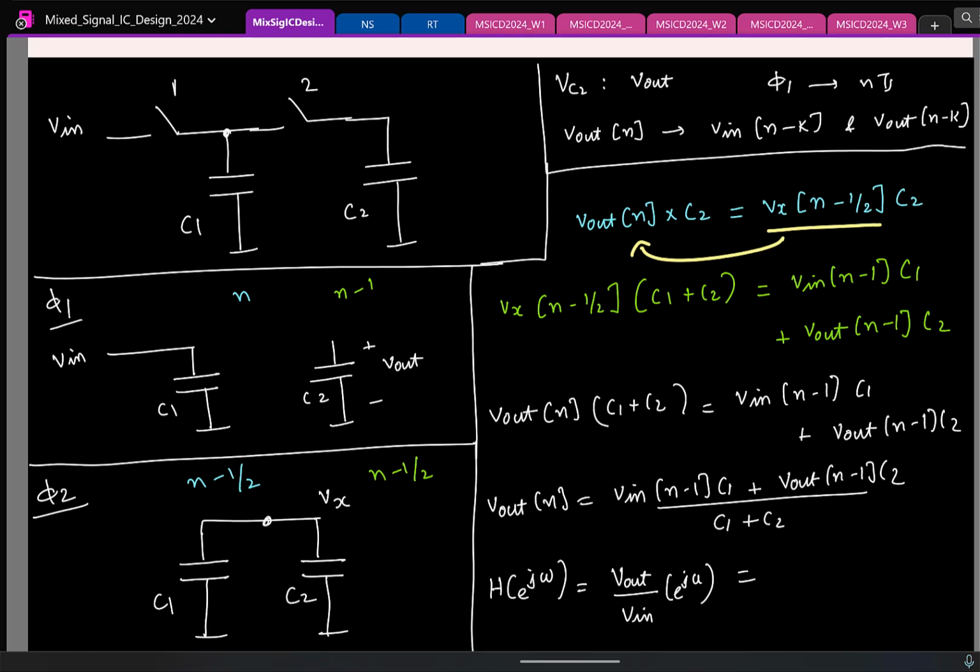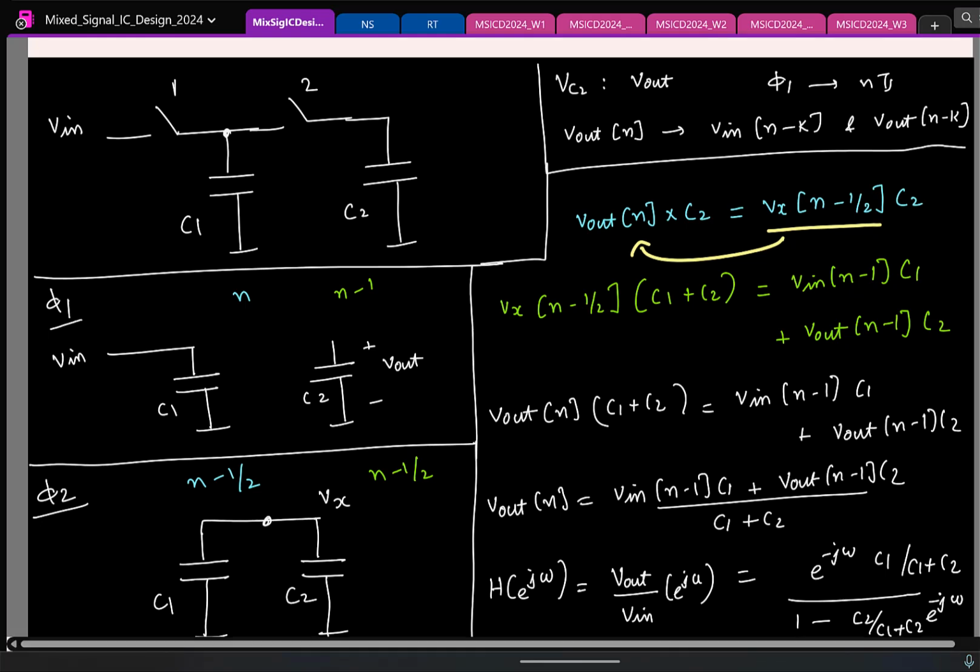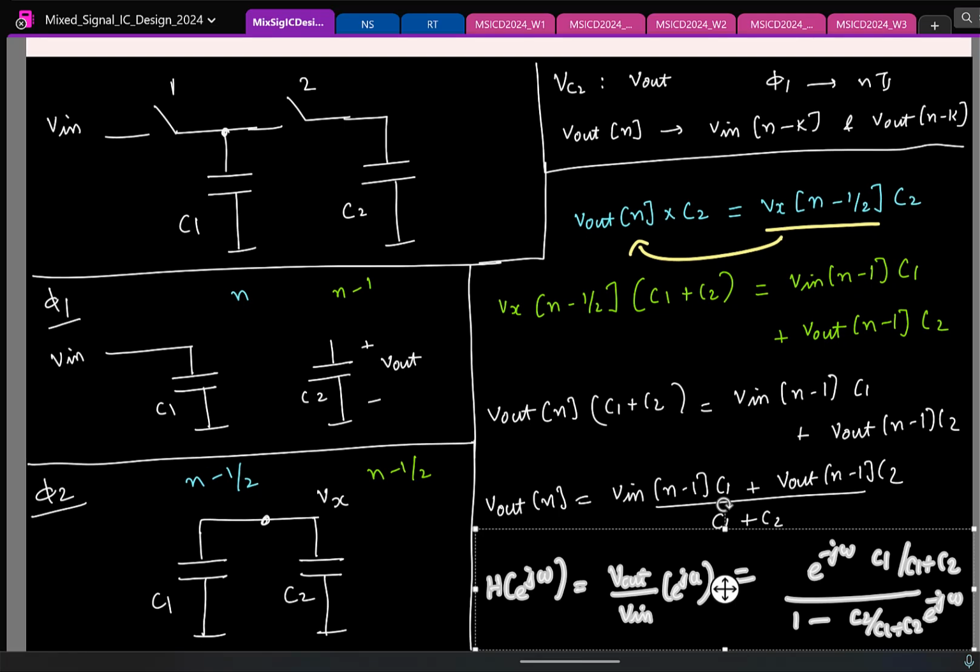So I think you will get this as e to the minus j omega times C1 by C1 plus C2. Again, this is all minor algebra. Don't worry about this. Okay. Just copy this.